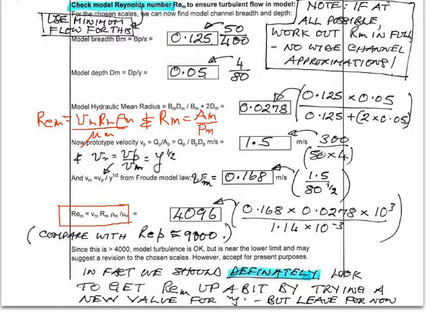So now we can calculate the Reynolds number of the model. Here it is, Vm, Rm, rho m over mu m, as we wrote up here, and when we substitute in for the velocity of the model, the hydraulic radius of the model, and for the density and the viscosity, we get 4096. In reality, we wouldn't accept that value of Reynolds number. We would go back and readjust our model scales. We would want it to be well away from this point here. But for the purposes of the present question, we will just leave it as it is.